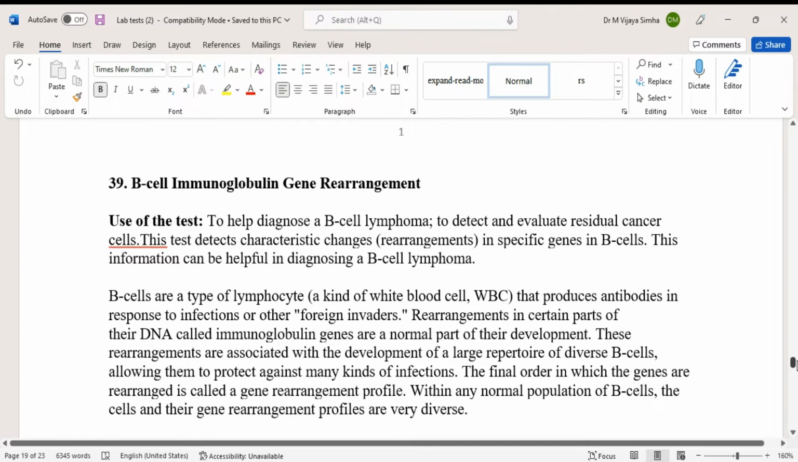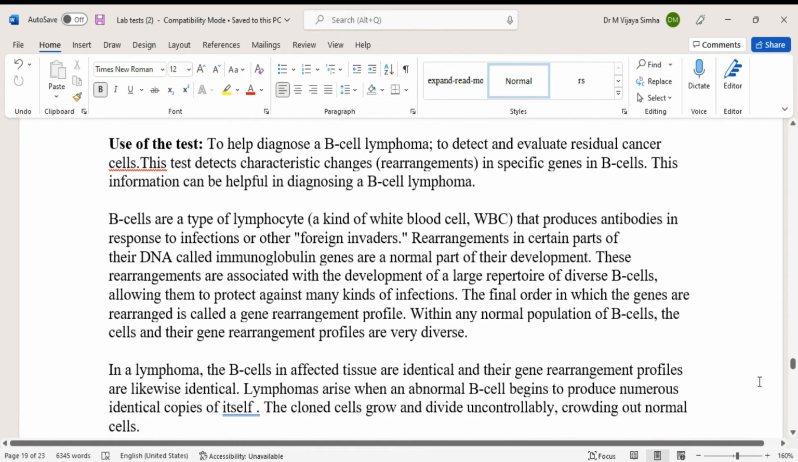Rearrangements in certain parts of their DNA, called immunoglobulin genes, are a normal part of their development. These rearrangements are associated with the development of a large repertoire of diverse B cells, allowing them to protect against many kinds of infection. The final order in which the genes are rearranged is called a gene rearrangement profile.